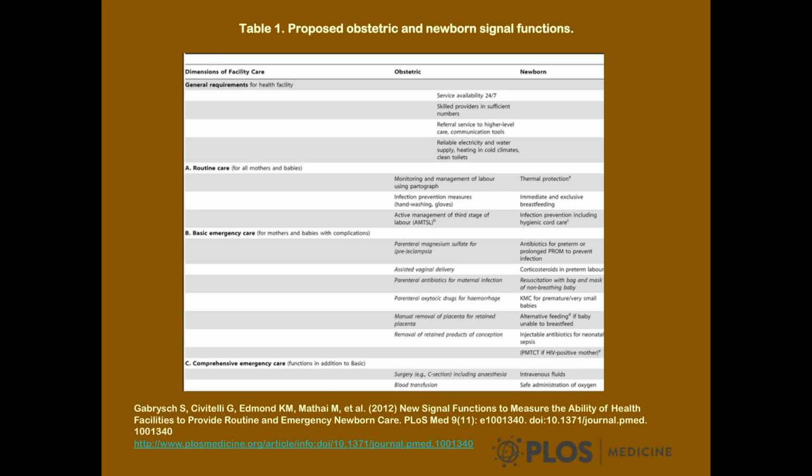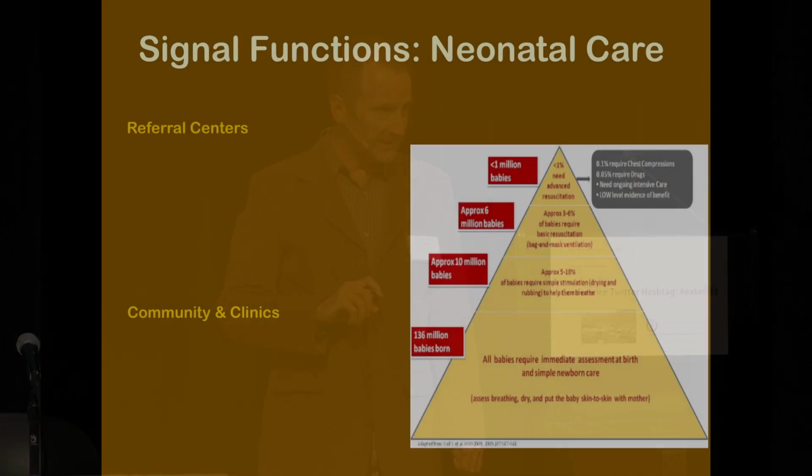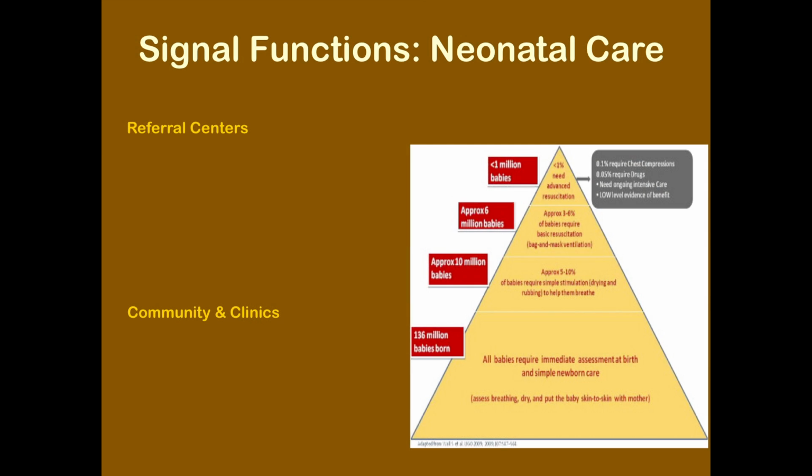Some folks have kindly done us a favor. WHO has promulgated comprehensive, essential emergency obstetric functions for a long time. And some colleagues have also added newborn care signal functions to that list. They're listed here, but I think I have a better slide next. So, signal functions on neonatal care first. What is needed in these referral centers to improve neonatal outcomes?